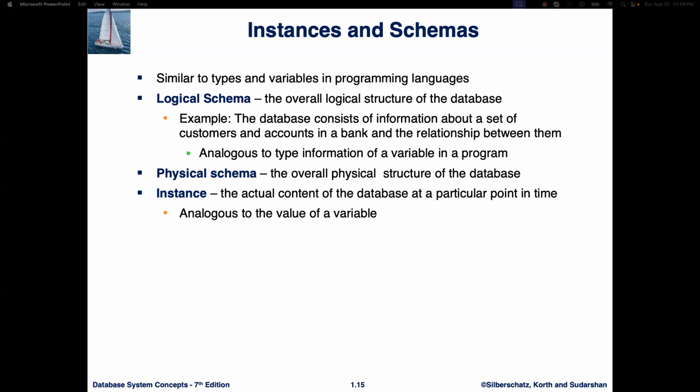Physical schema. The physical schema describes how the data is actually stored in the database. It includes details about the file structures, storage paths, indexing methods, and other aspects that determine how the data is physically organized on storage devices. The physical schema is concerned with optimizing data storage and access efficiency. It provides the blueprint for storing data in a way that maximizes performance while minimizing storage requirements.